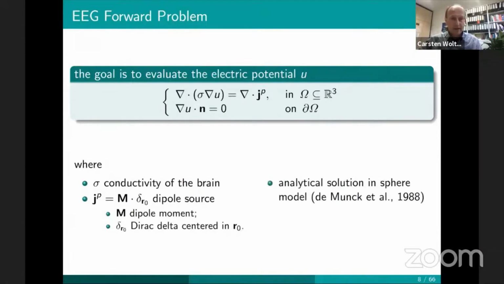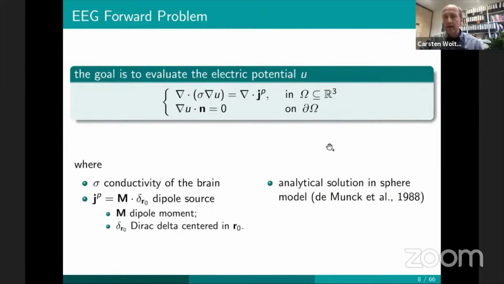I said this already: the differential equation for the electric potential U is an elliptic differential equation of second order with Neumann boundary conditions. So there is no current flowing out of the human head. The current that is flowing out in the neck area is ignored because it is so far away already from the brain.